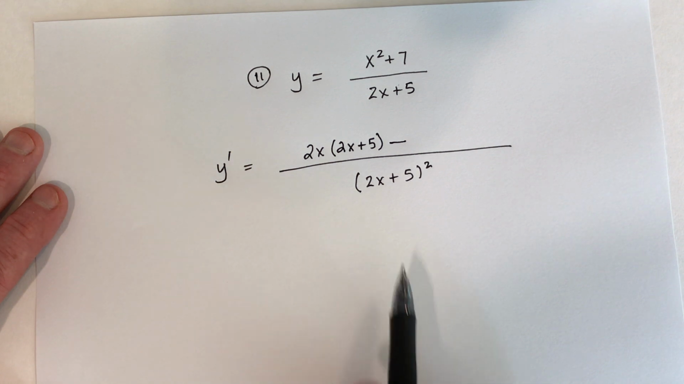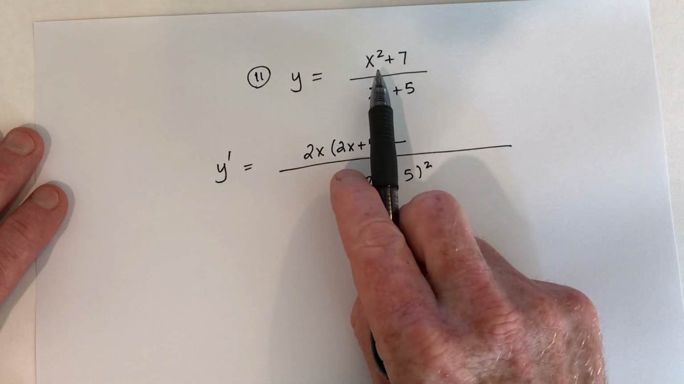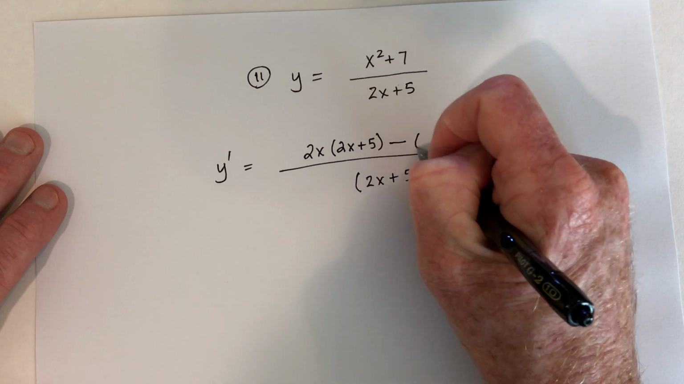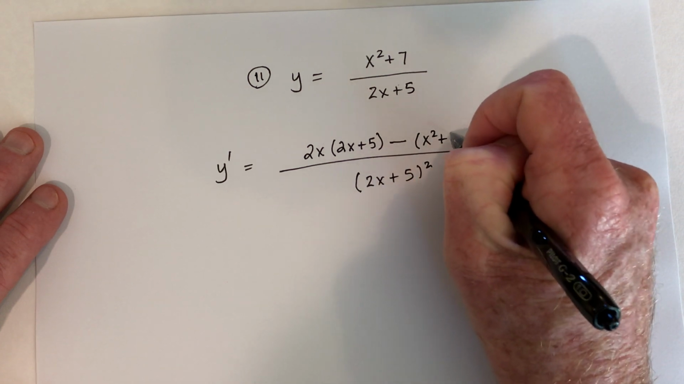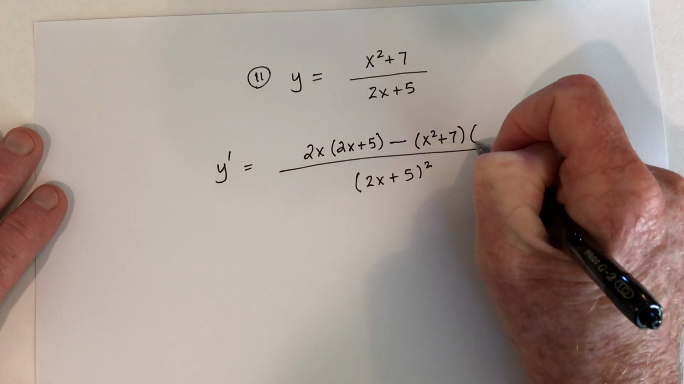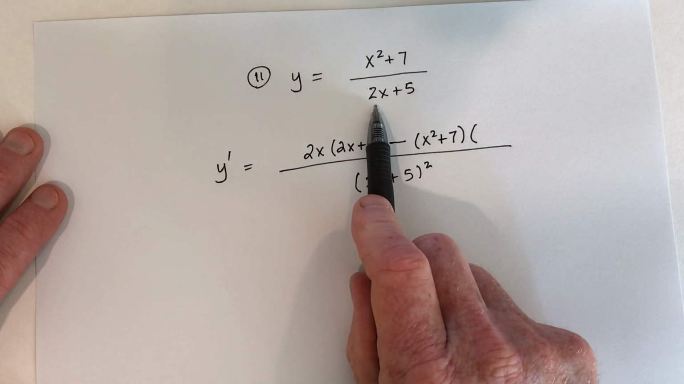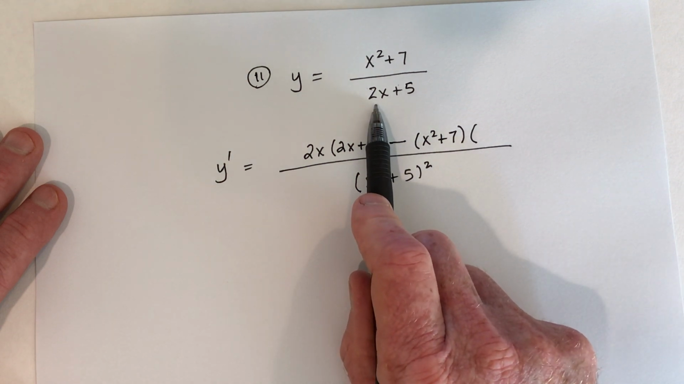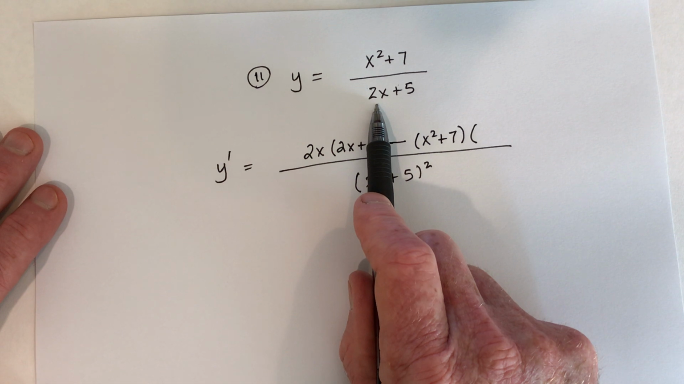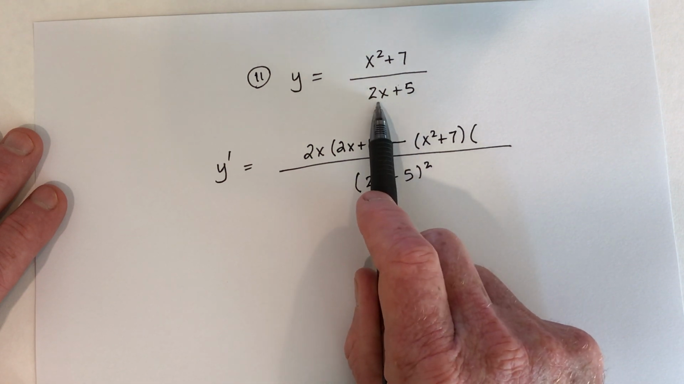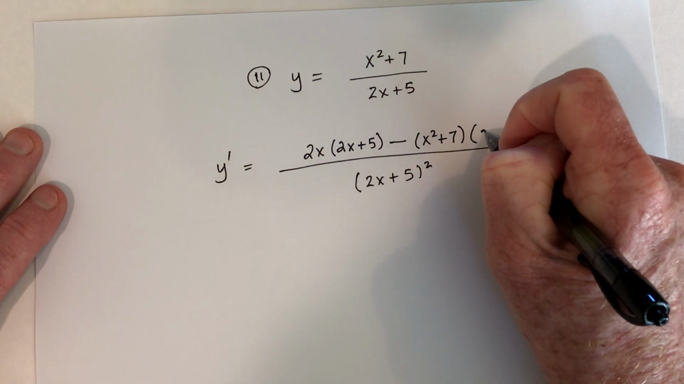And then the quotient rule goes minus. Now whatever the top is, just copy that down: x squared plus 7. And now whatever the bottom is, take its derivative. Well, the derivative of 2x is just a 2. Derivative of 5 is 0, so we've got 2 plus 0, or just 2.